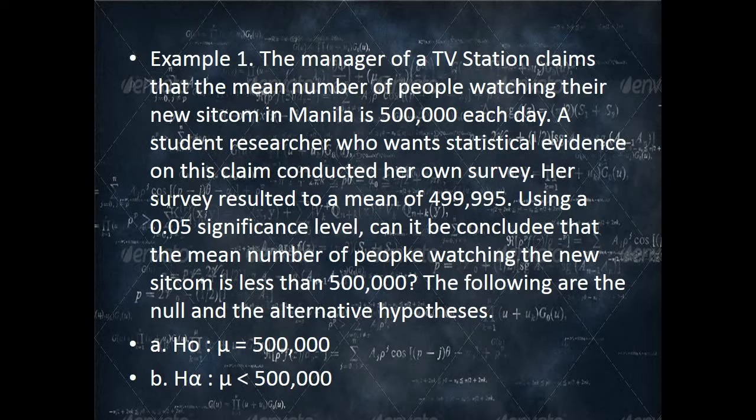A. H0: μ equals 500,000. B. Ha: μ less than 500,000.